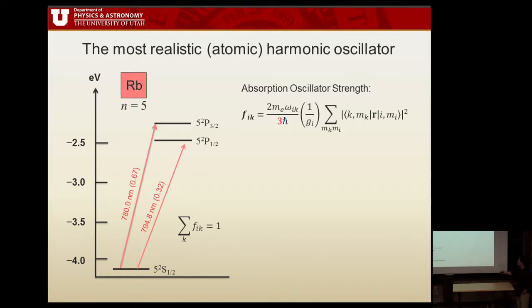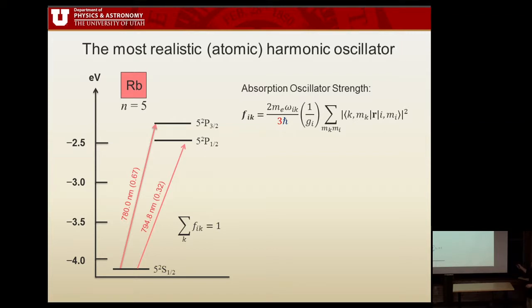D1 and D2 are the names of these transitions. And the oscillator strength is just a way of separating out and quantifying all the details that have to do with the specific wave functions of the atom. Okay? And you can see that the matrix elements connecting the initial and final state, that's a big part of this, the sum of these.